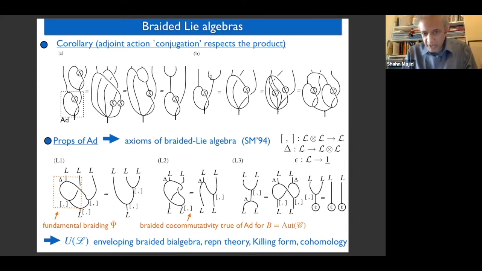Moreover, this adjoint action respects the products. It's like an algebra automorphism, and that's what I'm showing here. If I apply the product and then I apply the adjoint action, it's the same thing as applying the adjoint action to two parts. First, I have to split G into two parts.